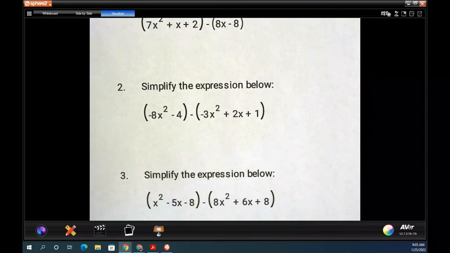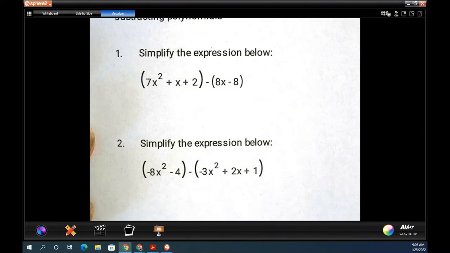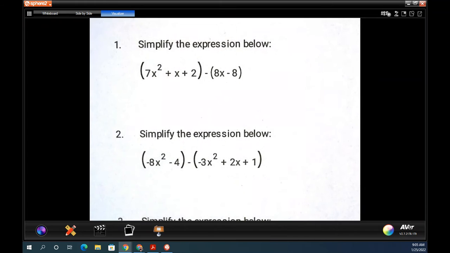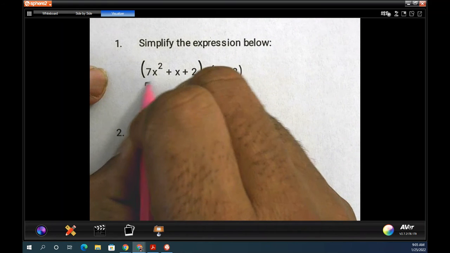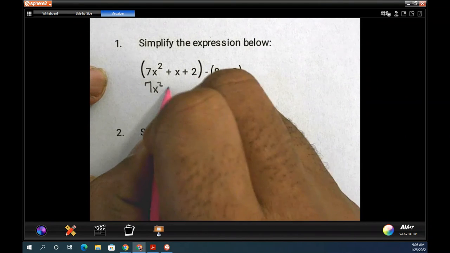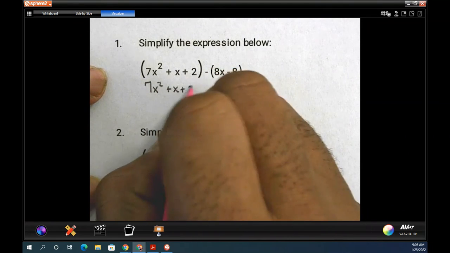Okay, now we're going to subtract polynomials. It's a little bit different, but it's like adding, except we're subtracting. This one is not that bad. What you have to do here is rewrite the front side: 7x squared plus x plus 2.